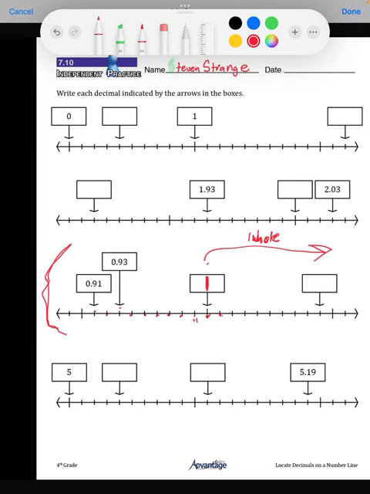1.2, 1.3, 1.4, all the way down till we get to, let's see, we got 1, 2, 3, 4, 5, 6, 7, 8, 9. And we know that those are hundredths, so that's going to be 1.09, because there's 1, 2, 3, 4, 5, 6, 7, 8, 9.